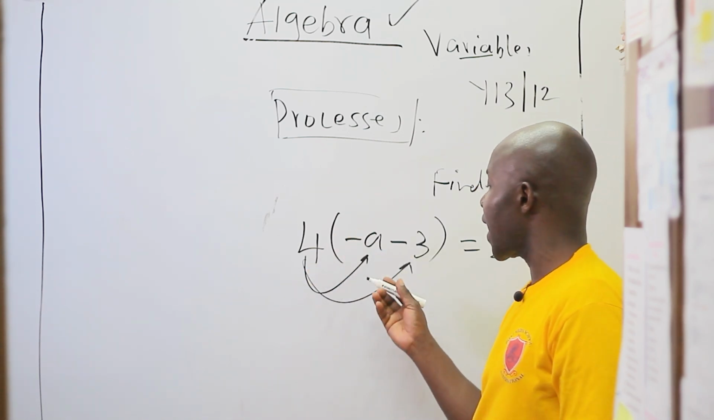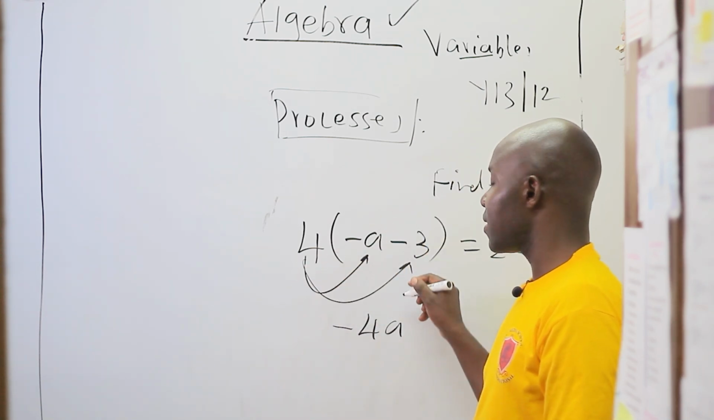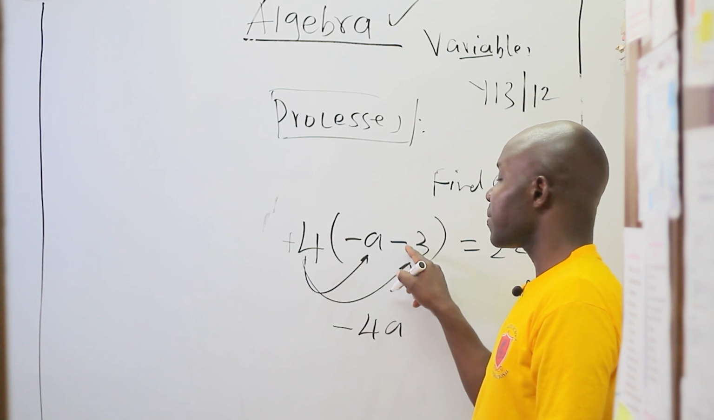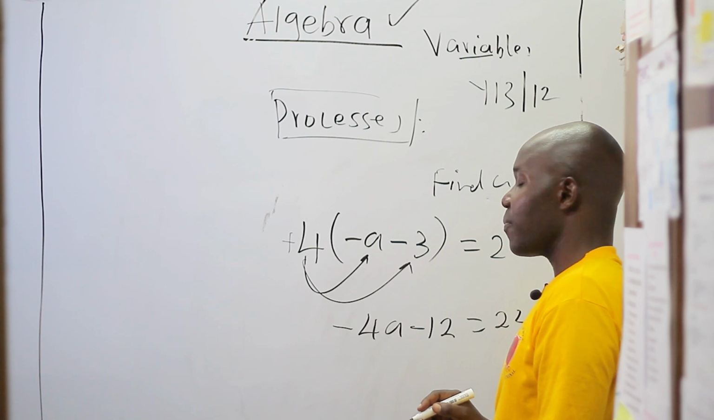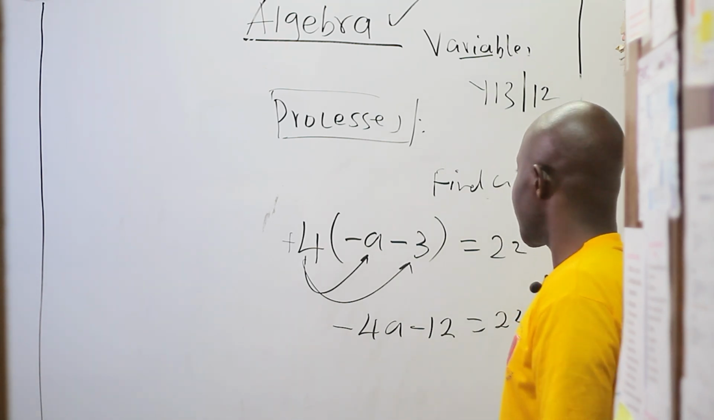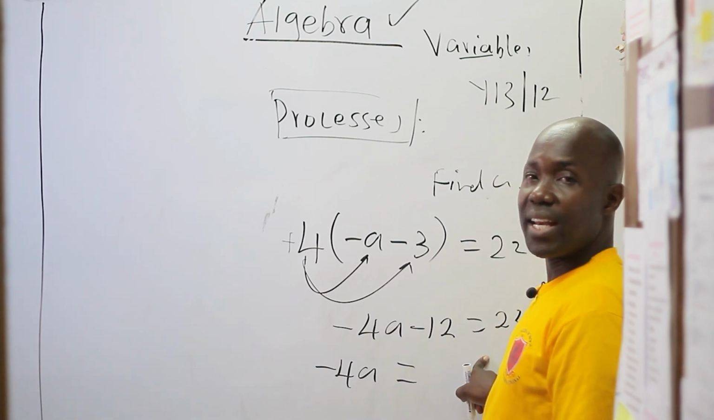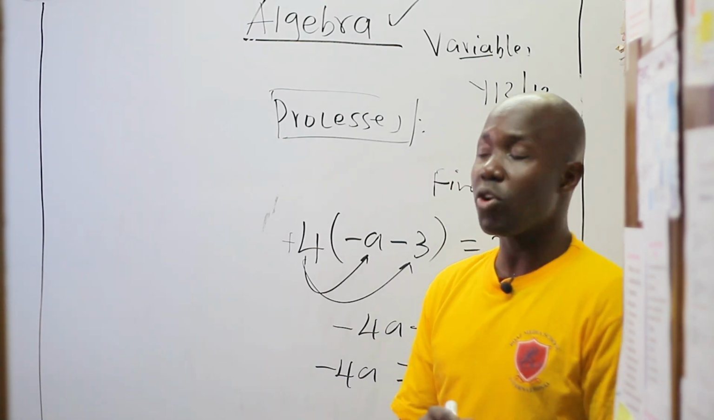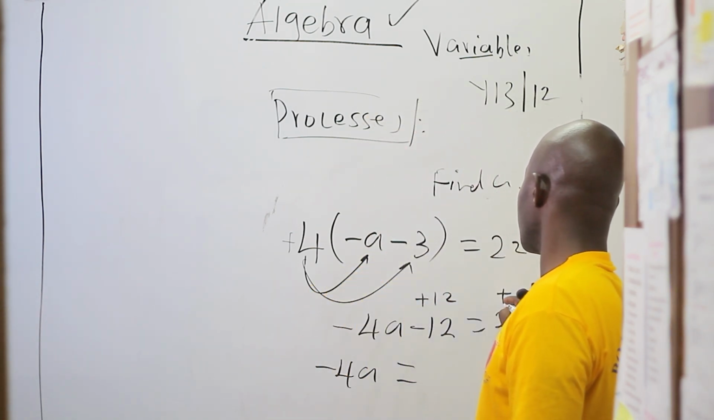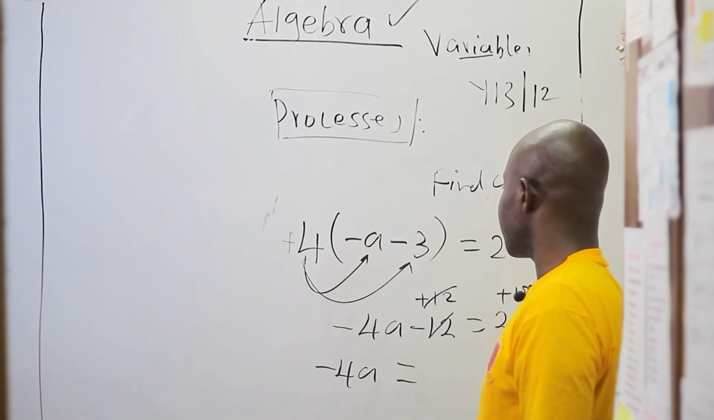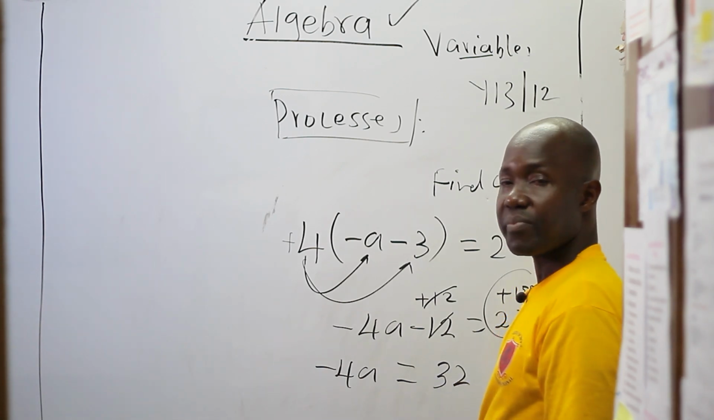4 times minus a, we get minus 4a. Then 4 times minus 3. Remember, a positive value times a negative gives negative 12. Then here we have the 22. Then we do the collecting of like terms. Remember, here we have the negative 4a. But when you have this equal sign, whenever you have a negative, we do what is called the additive inverse. You have to add 12 on both sides. When you add this 12, it cancels. So here we get 12 plus 22, which is 34.